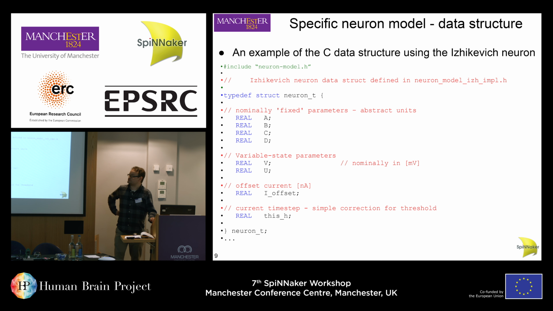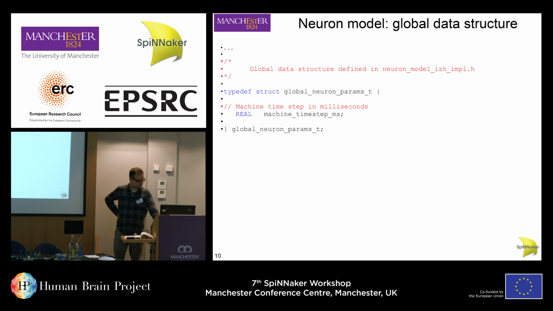Going back to the Izhikevich example that Michael was talking about earlier, this is basically how you would define the neuron model structure in the C code. So you have the eight required parameters there: A, B, C, D, which Michael briefly mentioned, the variable state parameters V and U, and then I offset and the current time step. And then, as well, the global data structure is defined within this header file.